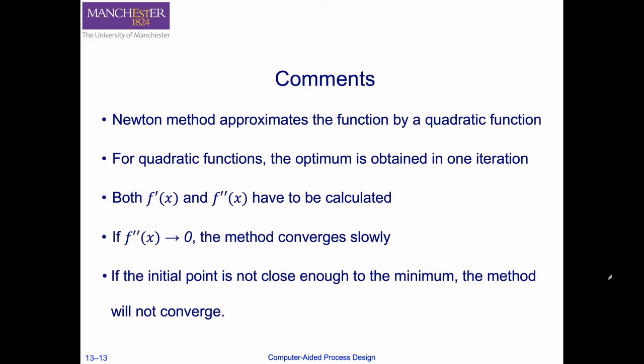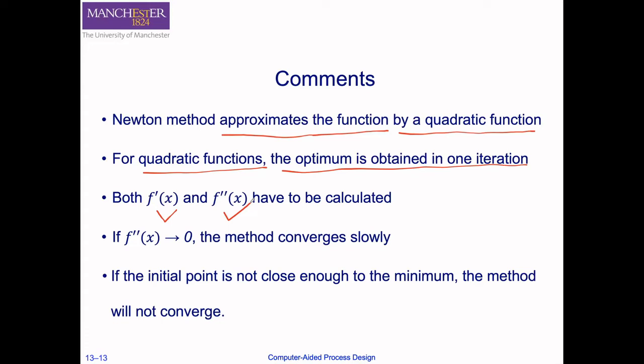Now we can summarize Newton's method. As we discussed, Newton's method actually approximates the original function f(x) by a quadratic function. If the original function is a quadratic function, then we can find the optimal in one iteration. In Newton's method, we need to calculate the first derivative. We also need to calculate the second derivative. The second derivative is in the denominator.